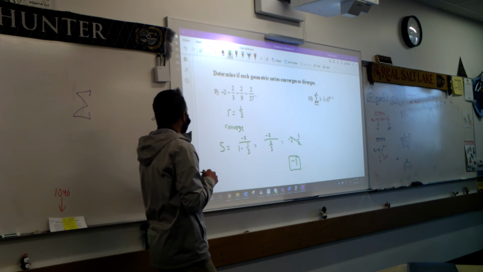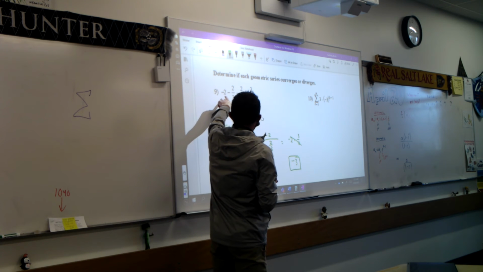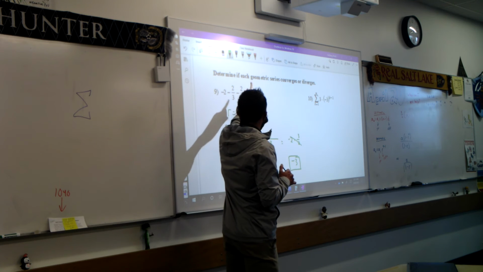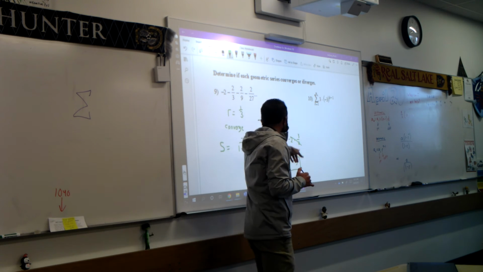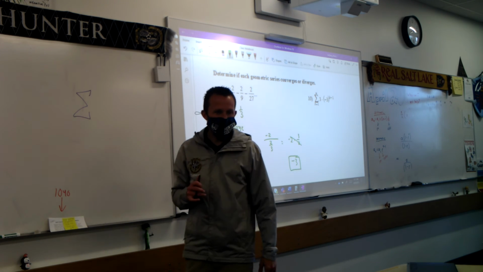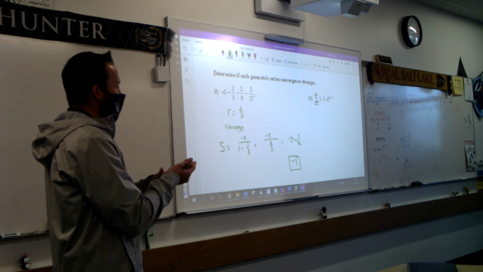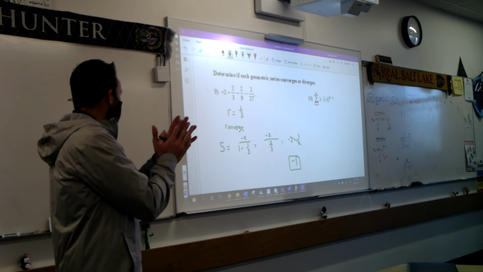So the sum here, since they're negative, we have -2 here. And then we add in -0.666, and then we add in a little bit more, and a little bit more, and a little bit more, and it basically just gets all the way to -3. Nice. Isn't that cool? We're adding up something infinite to something finite.